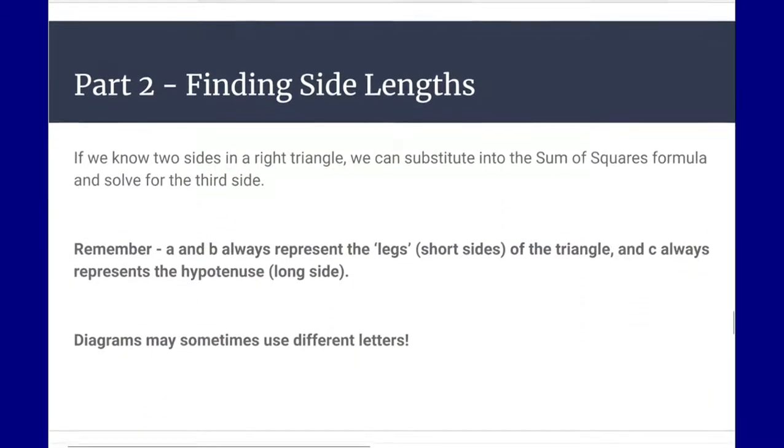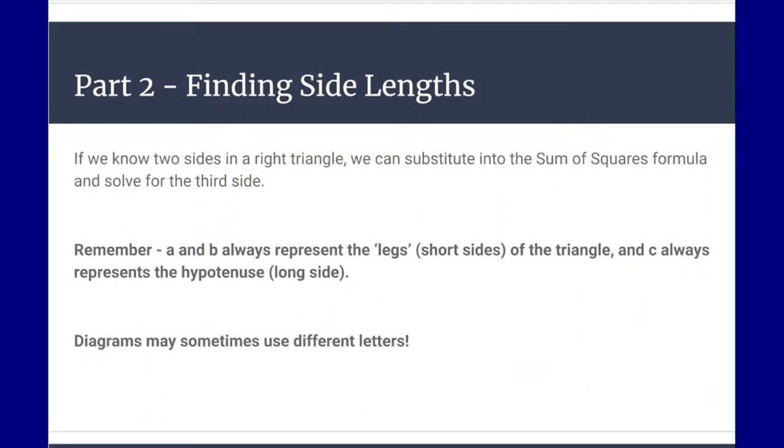So again, when we're finding side lengths, this is the second part of what we can do. This was the challenge that you had to code, but we're going to look at how to do it by hand. Once we do it by hand, maybe this might help you go back and figure out how we can use the code. So if we know 2 sides in a right triangle, we can substitute into the sum of squares formula and solve for the third side.